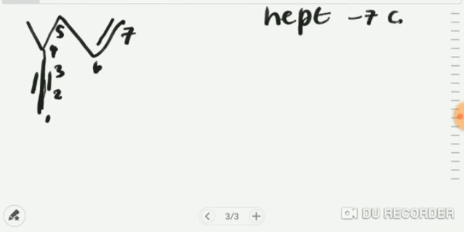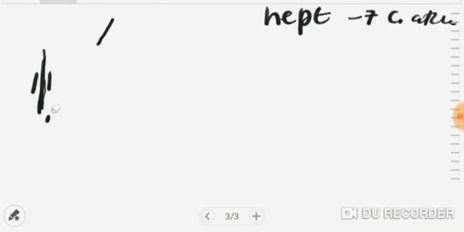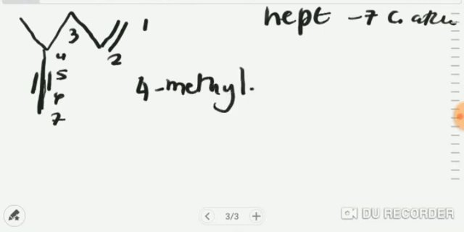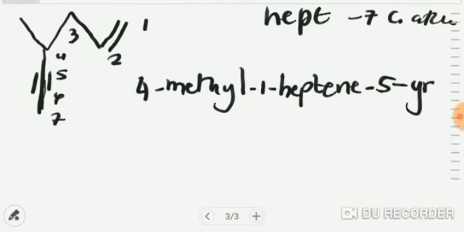But now when we look, we can see that the carbon closest to the functional group is the one with a double bond. So we have to change the numbering here, which means the one closest to the double bond will be our carbon number 1. So we have a methyl as a substituent. Since on position number 4 we have methyl, our name will be 4-methyl-1-heptene, 5-yne. So we start by the alkene and then we put the position of the alkyne. So that's what we have to follow.